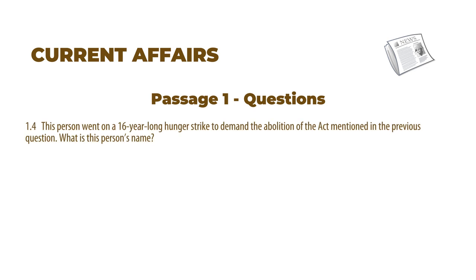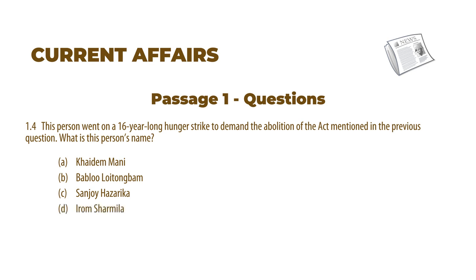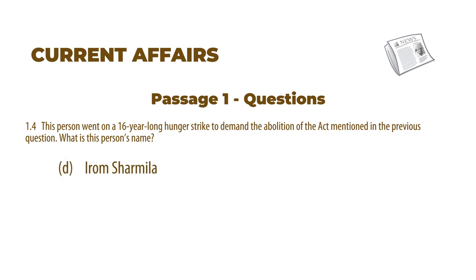This person went on a 16-year-long hunger strike to demand the abolition of the act mentioned in the previous question. What is this person's name? Your options are A. Khaidem Mani, B. Bablu Loingtongbam, C. Sanjoy Hazarika, or D. Irom Sharmila. The correct answer is D.